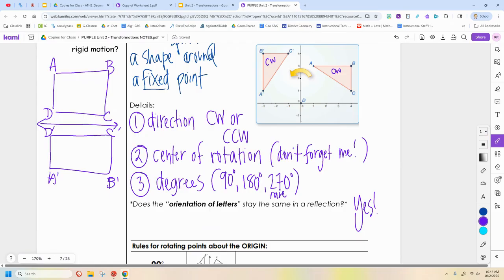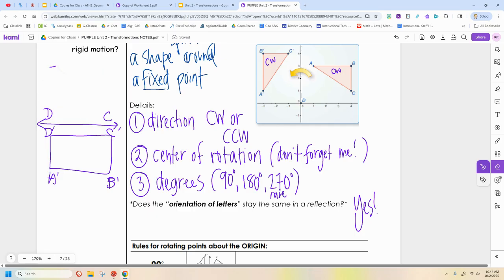Say I go back up here and I name the shape A, B, C, D. If I go to the A here and I go the same direction, A, B, C, D, do I hit B second? No. So that's orientation. Orientation is reversed when you reflect. Does that help people? Yep. Because I have to now go this way to get to B. A, B, C, D.